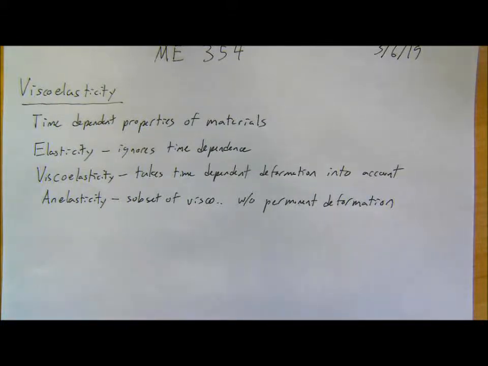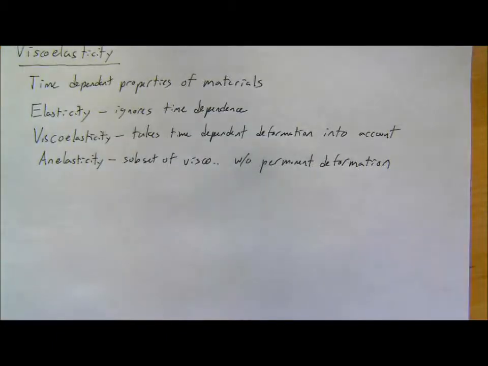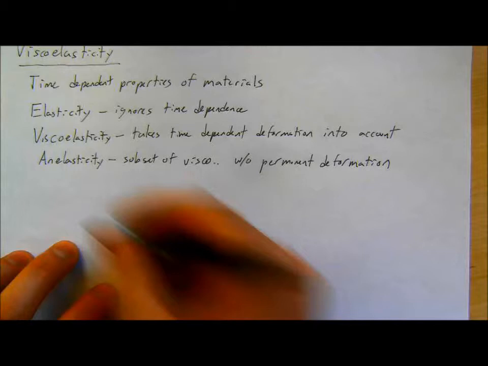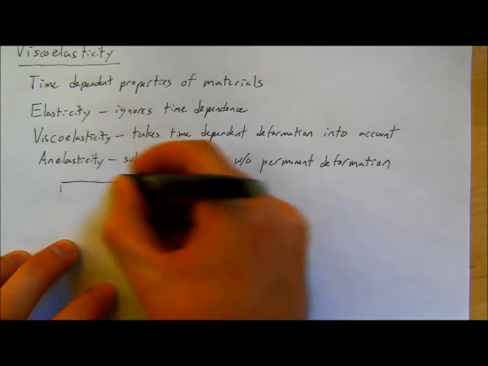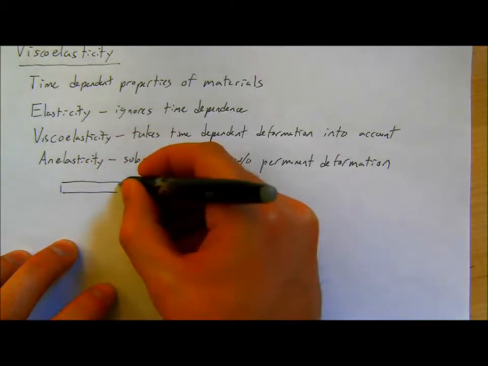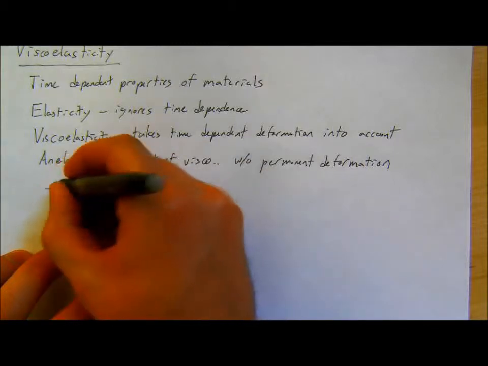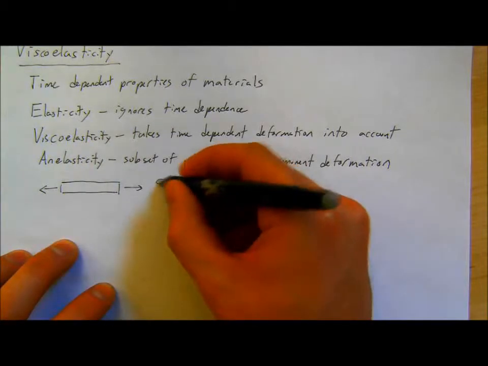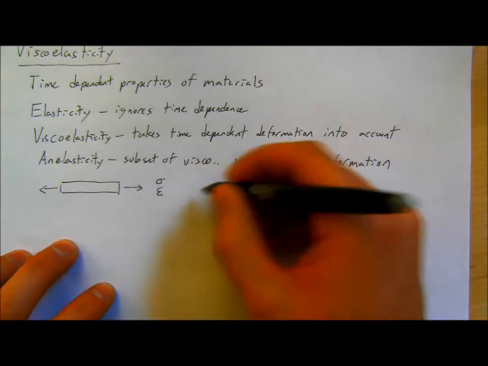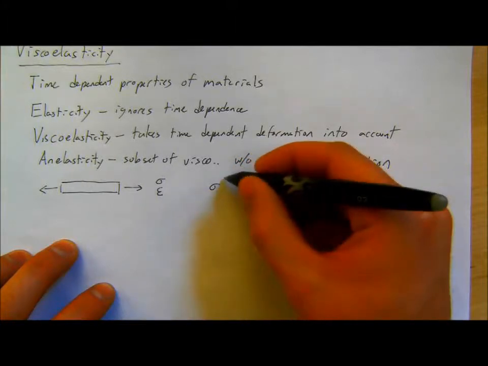So, for this, we're only going to be focusing on 1D materials. So we're going to ignore all of the 3D deformations and 2D deformations that we've been looking at before, and I'm just going to be looking at, in general, a bar with some stress and some strain. And now I want to know, how does stress relate to strain with time?